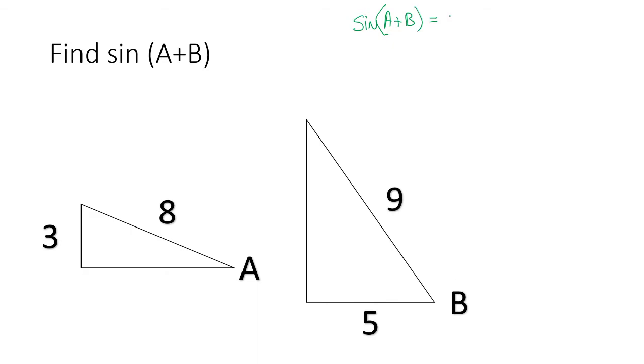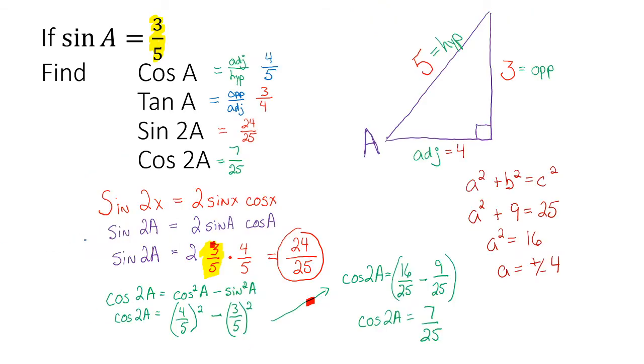So the sine of A plus B equals the sine of A times the cosine of B plus the cosine of A times the sine of B. So what that means is I need the sine of A and the cosine of A, and I also need the sine of B and the cosine of B. So if I were to look at this first one, 8 and 3. 8 is, excuse me.